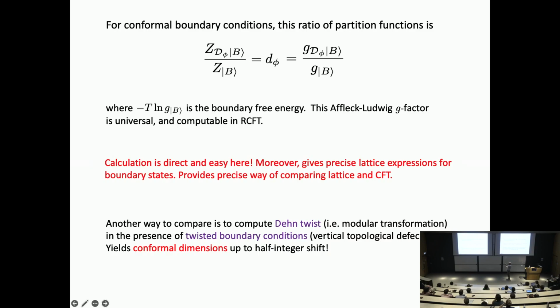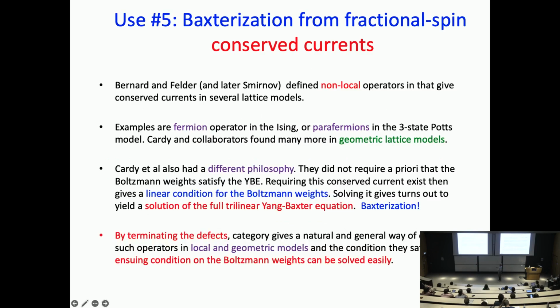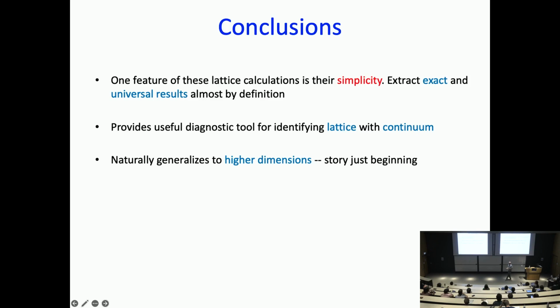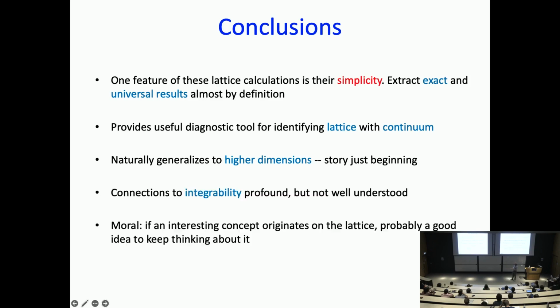And you can compute conformal dimensions by doing modular transformation. So all that you can do explicitly and easily on the lattice. Good, so this was the one I said I wouldn't get to. And since I'm out of time, I'll just put the conclusions.